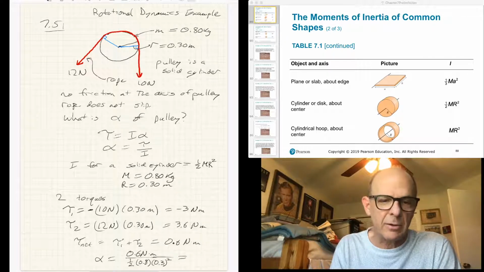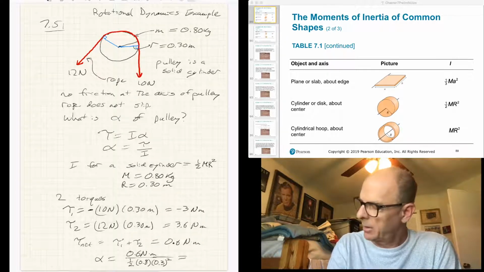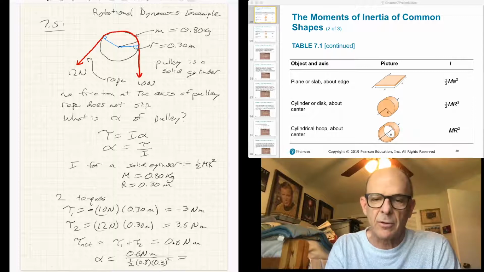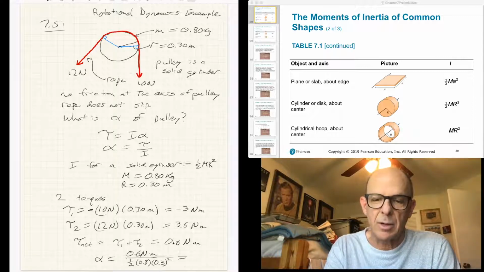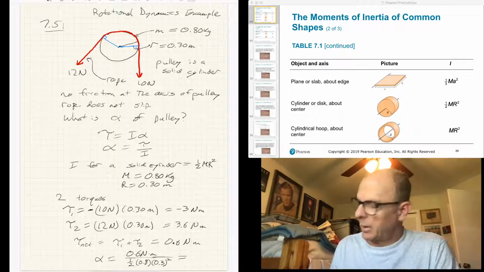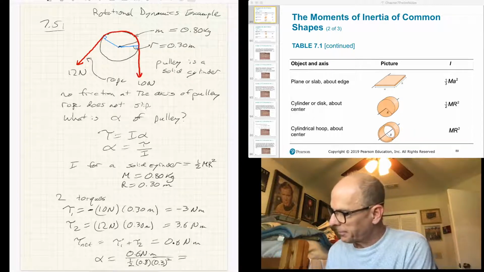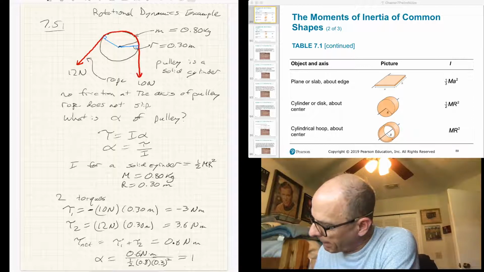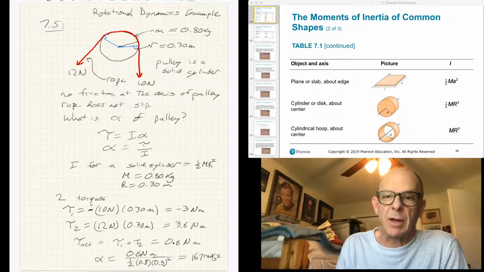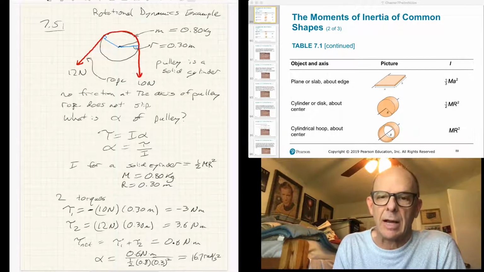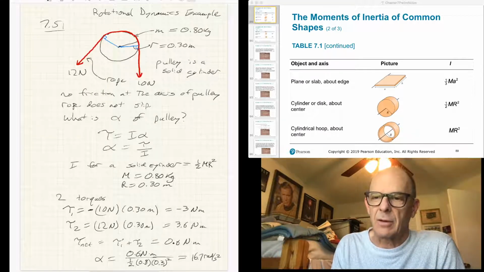So let's go ahead and see what that all works out to. 0.6 over 0.5 times 0.8 times 0.3 times 0.3, and we get 16.7 radians per second squared. And it's positive. That means it will be rotating in the counterclockwise direction. So that's an example. We'll do another example in a separate video.